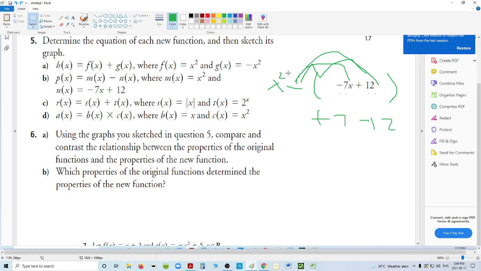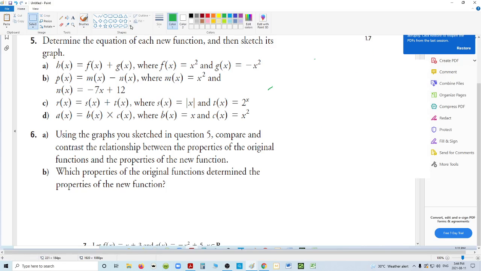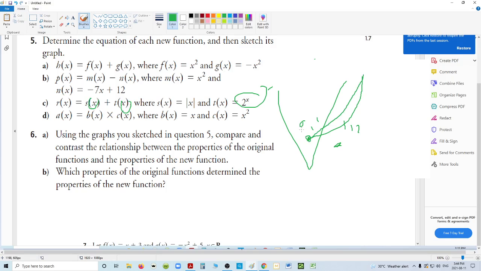Okay, what about this next one? In C, we're going to add two functions. We're going to add s of x and t of x, where one is the absolute value and one is 2 to the power of x. So you're adding a growth curve and an absolute value curve. Both are standards, and it helps to understand a few points. We know that there's going to be 0, 1 here, and 1, 2. We know we're going to have 1, 1, and 0, whatever. So this is probably going to share this point, and then it's probably going to go up. And what happens here, it's going to affect the growth curve and start to raise it.